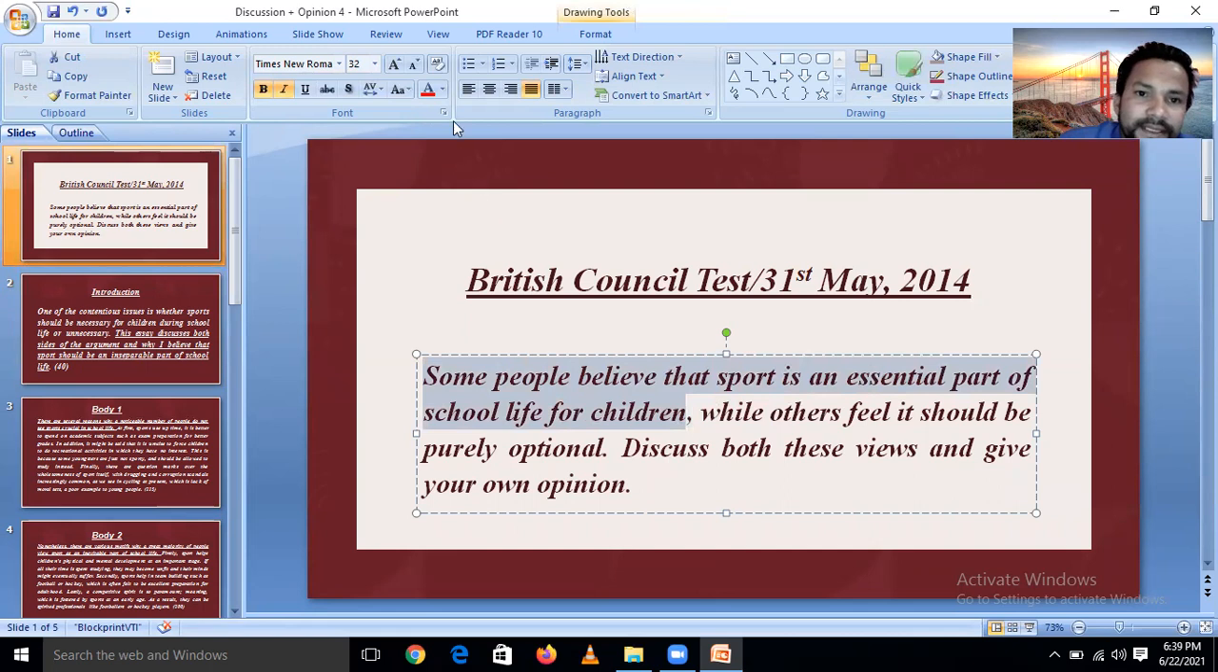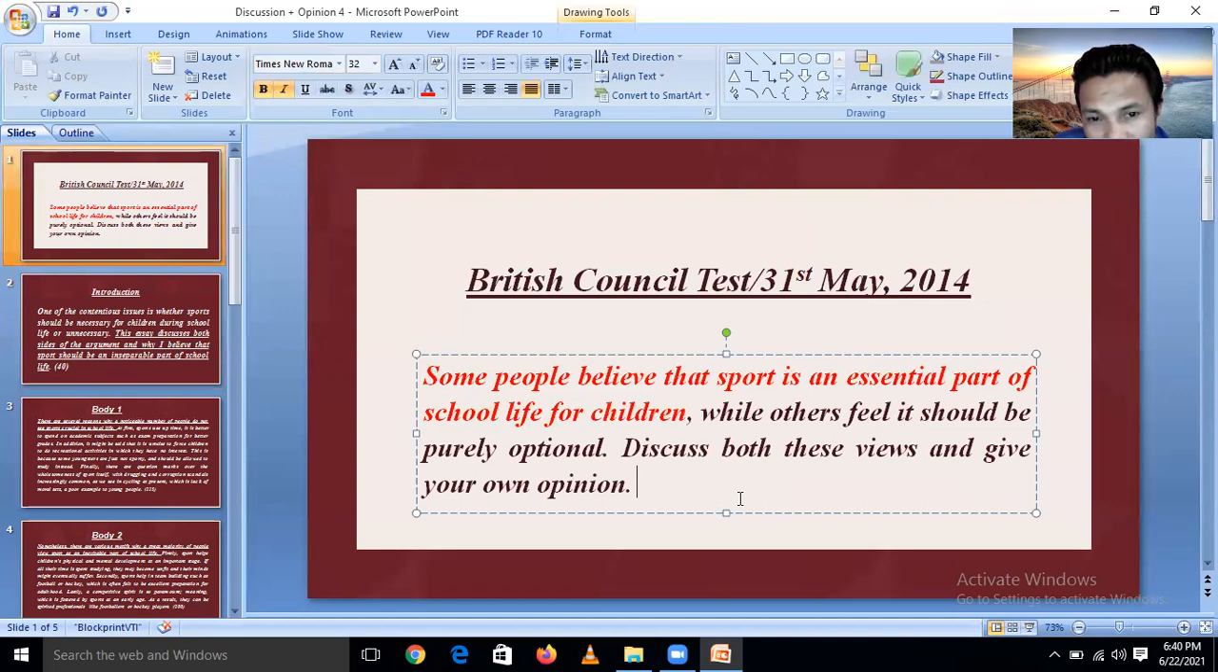Look at the first argument, and it says some people, meaning 50% of people, believe that sports is an essential part of school life for children, but others feel that it should be purely optional. Sports should be optional means whether the sports should be compulsory or optional is the main debate. Then discuss both these views and give your own opinion.